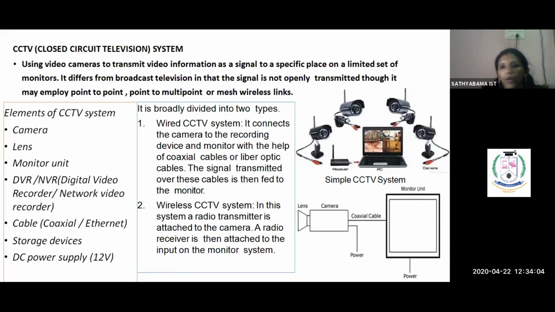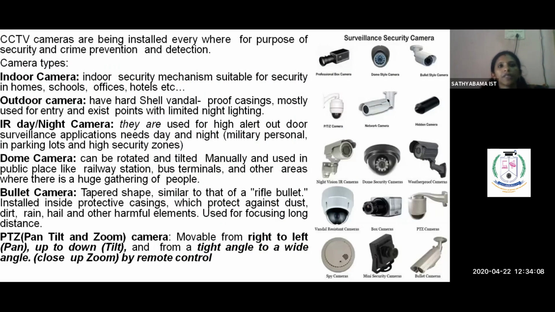Here we are looking at simple CCTV systems. CCTVs are installed everywhere for the purpose of security and in order to help with crime prevention and detection. The camera types we have are indoor cameras, outdoor cameras, night cameras, zoom cameras and bullet cameras.